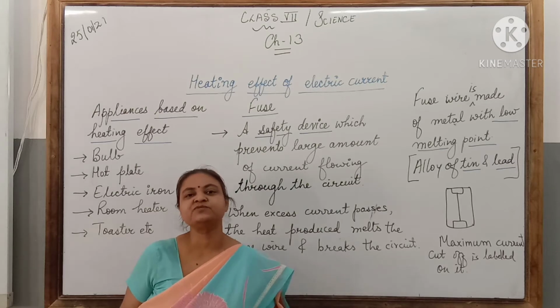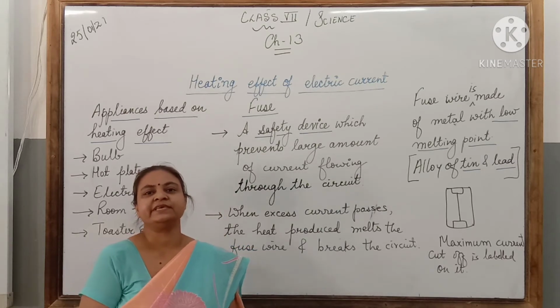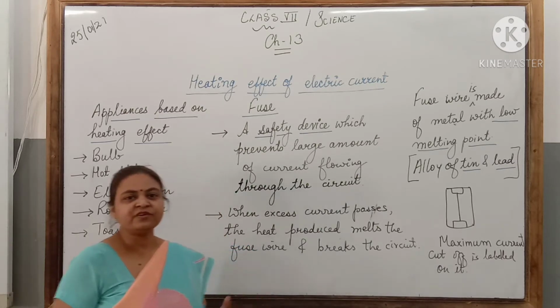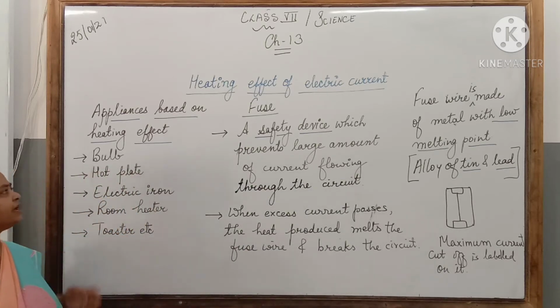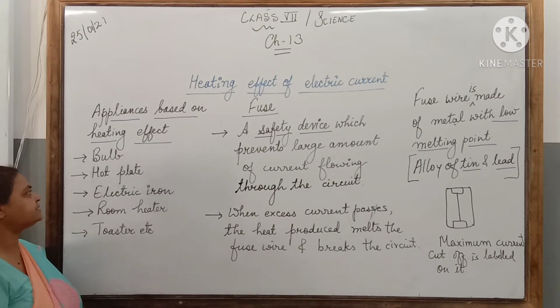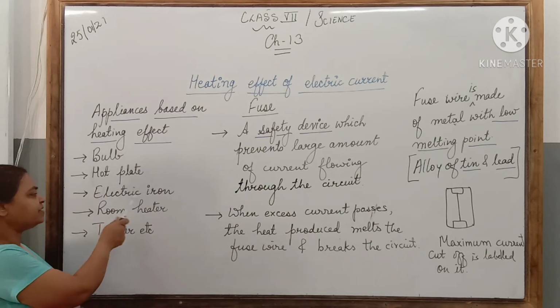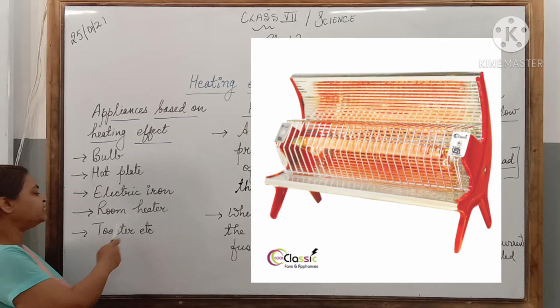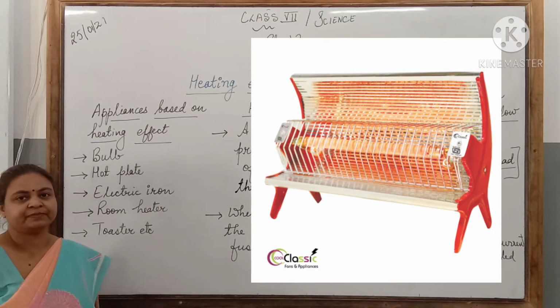When current passes through a conductor, it produces heat. Based on this heating effect of electric current, we have several appliances like bulb, as we have studied in class 6, hot plate, electric iron, room heater, toaster, etc.